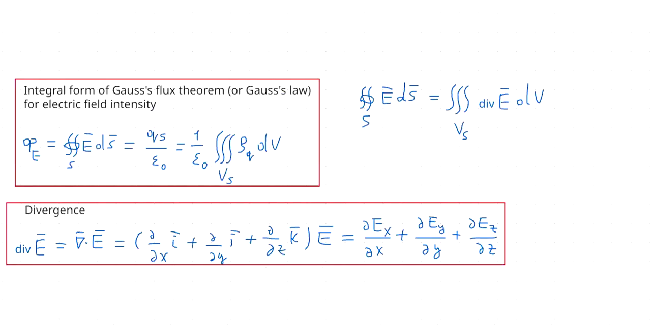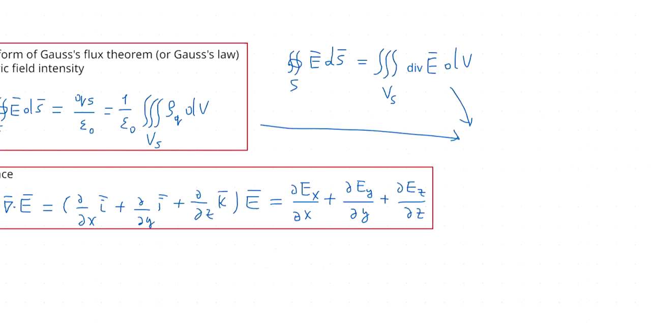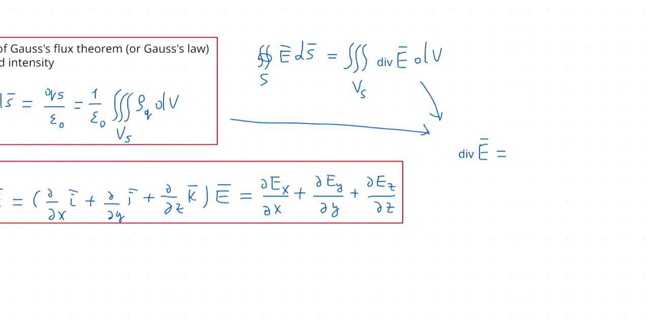Okay, and if we use this theorem, so from here and from here and here, we have that divergence of electric field intensity is always equal to electric charge density divided by electric constant.